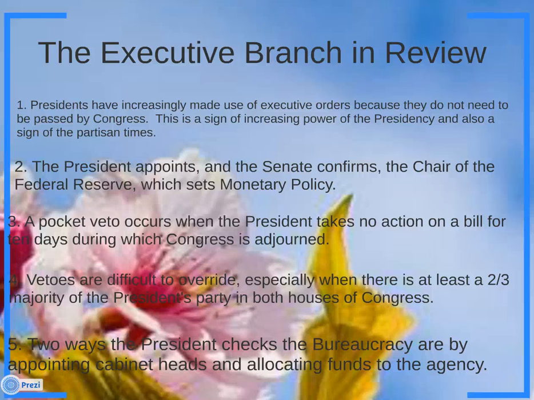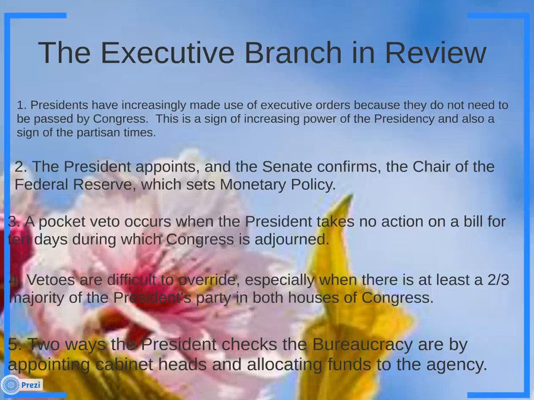Presidents have increasingly made use of executive orders because they do not need to be passed by Congress. You saw this in the State of the Union address when President Obama basically said to Congress, "You're not acting, so I must." And another reason is the president doesn't have to go through Congress to get one of his initiatives or priorities into place.